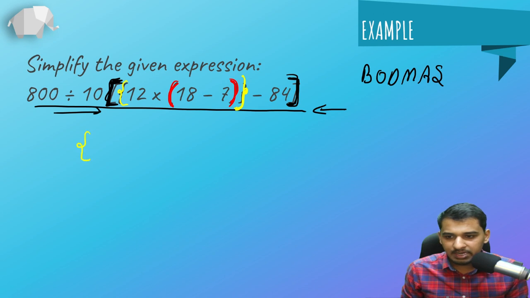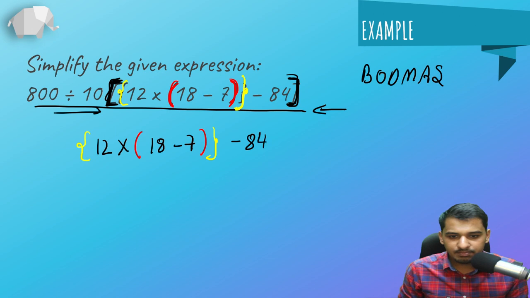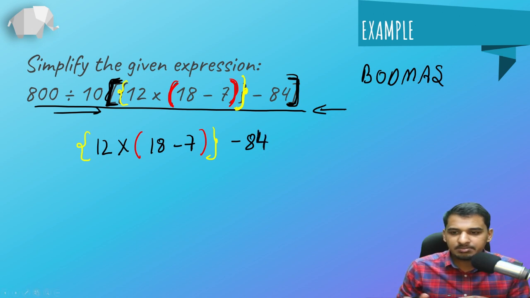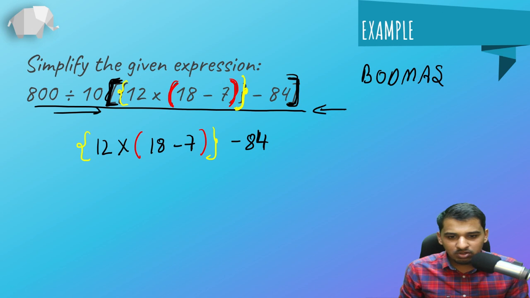There's this yellow bracket, then there's 12, then into, then there's this red bracket, then there's 18, then minus 7, then there's this red bracket, then there's this yellow bracket and minus 84. This has been written in the black box. Okay, I hope this is clear. Now again inside this black box, you can see that there are multiple operations.